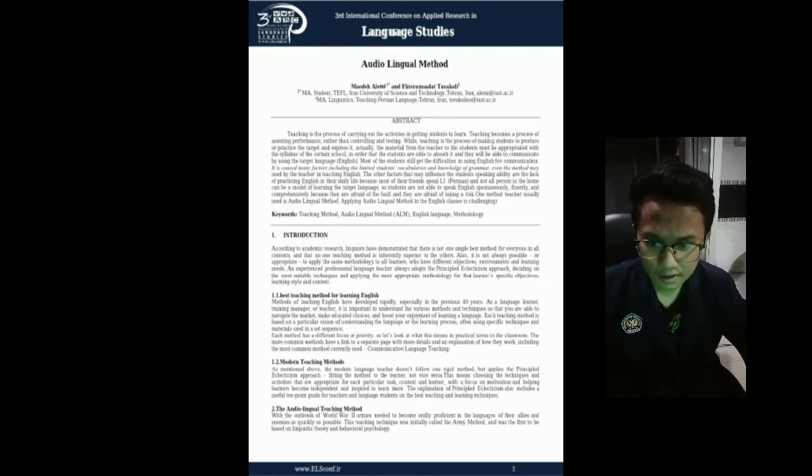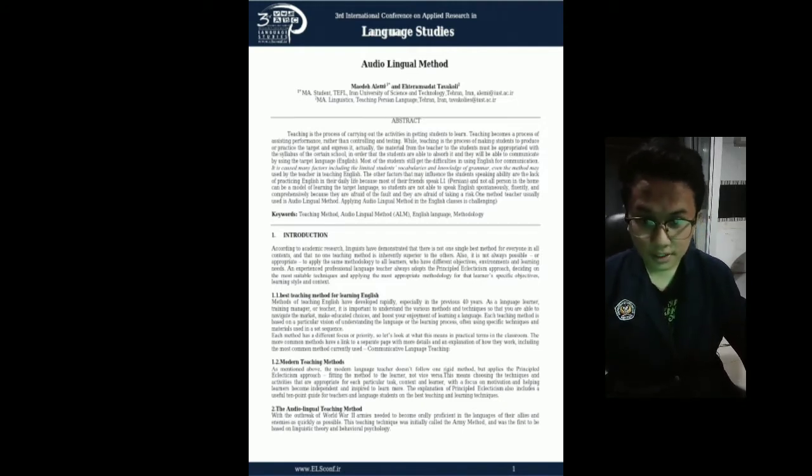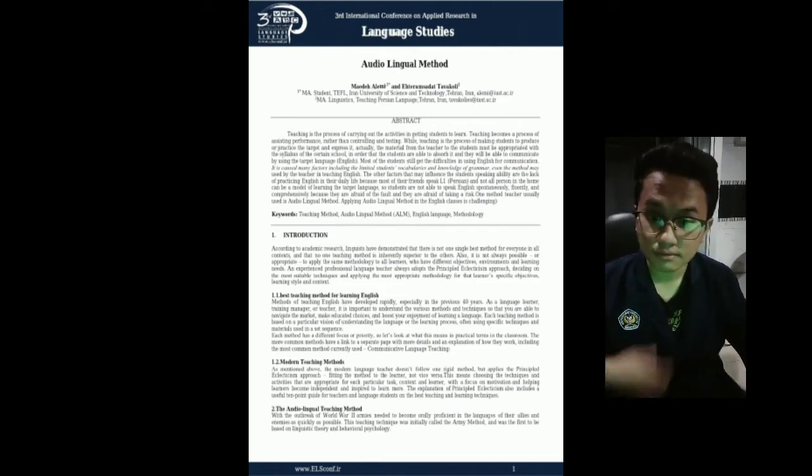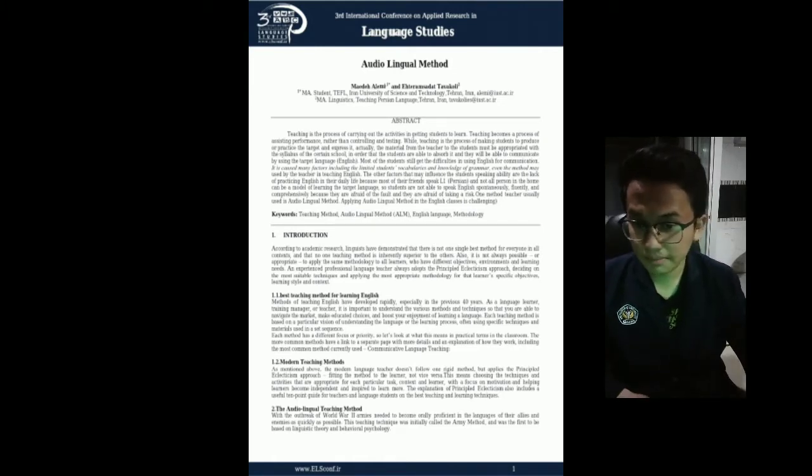There's an abstract in here, and the keywords, then the introduction. Let me read the introduction. According to academic research, linguists have demonstrated that there is not one single best method for everyone in all contexts. True, in my opinion, and that no one teaching method is inherently superior to the others. Also, it is not always possible or appropriate to apply the same methodology to all learners who have different objectives, environments, and learning needs. That's also true.